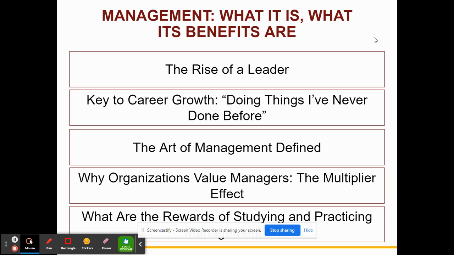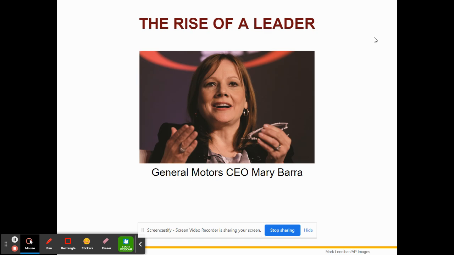Why organizations value managers. We'll talk about the multiplier effect, and then we'll talk about the rewards and practices of studying management. Okay. The rise of a leader. I encourage you to take a look at General Motors CEO Mary Barra. She has a really interesting story with her rise to power at GM. So I encourage you to do a little bit of background reading on Mary Barra.